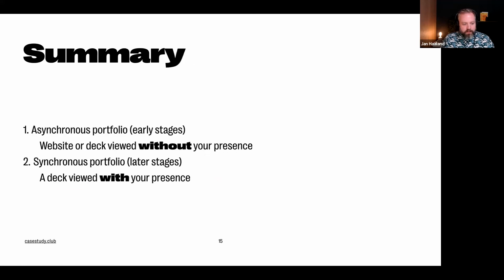Okay, so to summarize, you have the asynchronous portfolio, either a website or a deck used in the early stages without your presence. And then there's the synchronous portfolio. We'll do the actual presentation in the later stages of the hiring process.